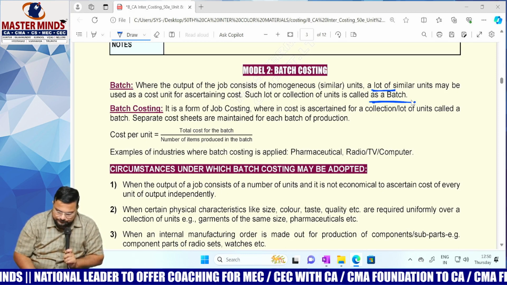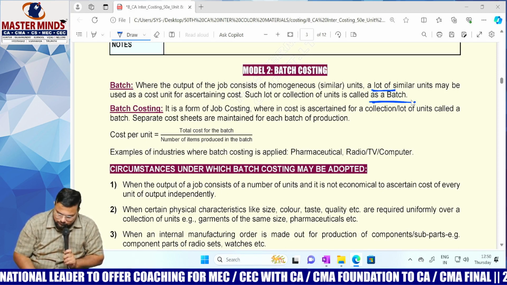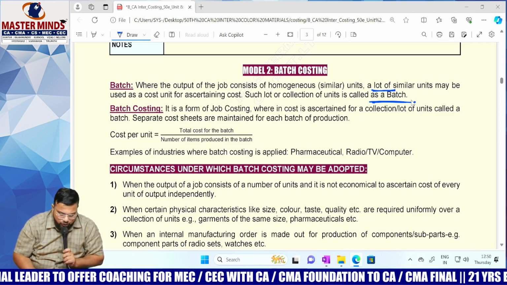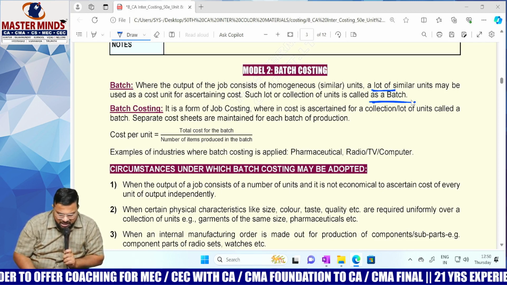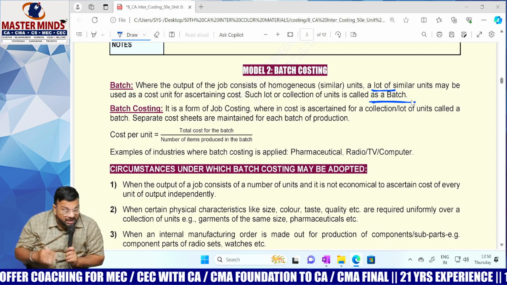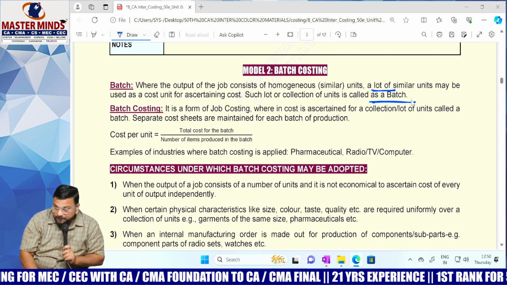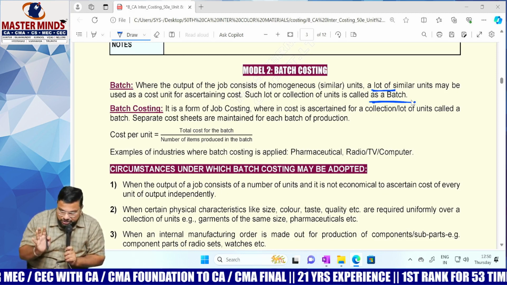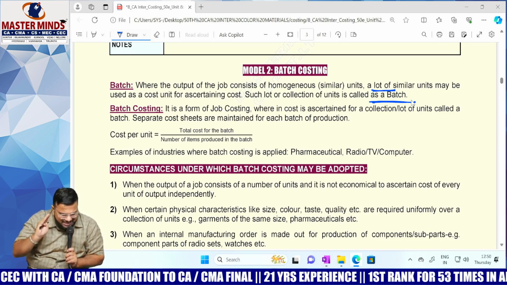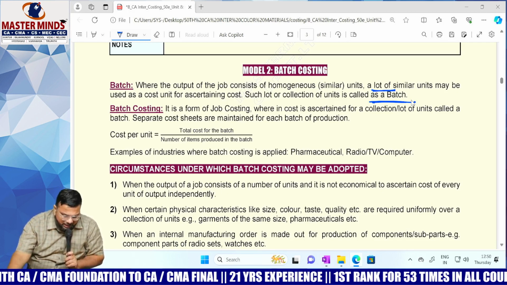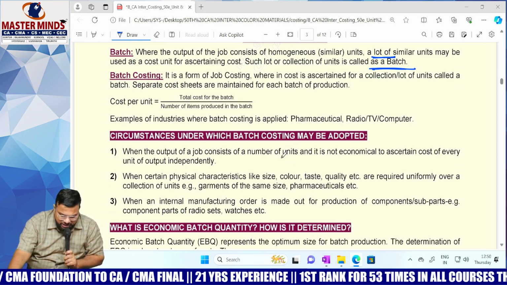Examples of industries where batch costing is applied: pharmaceutical, radio, TV, and computer. Circumstances under which batch costing may be adopted. That means in which situation batch costing will be used. It will not be applicable for all types of industry. Under certain circumstances only batch costing can be used. What are those circumstances?